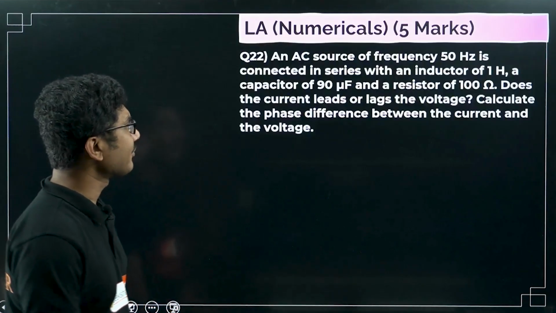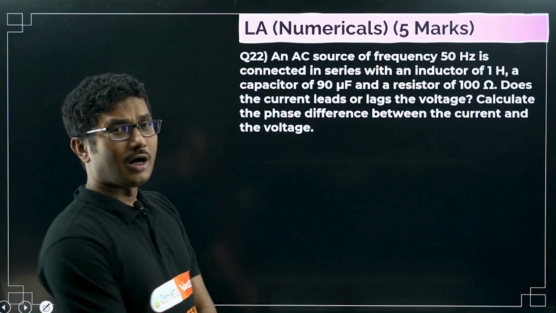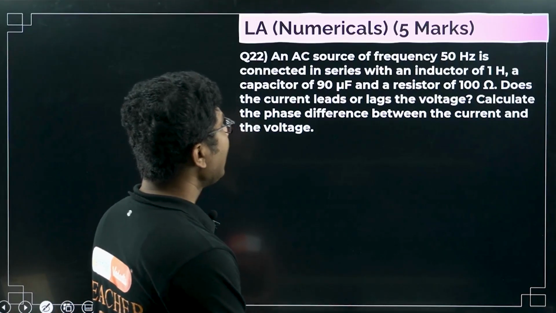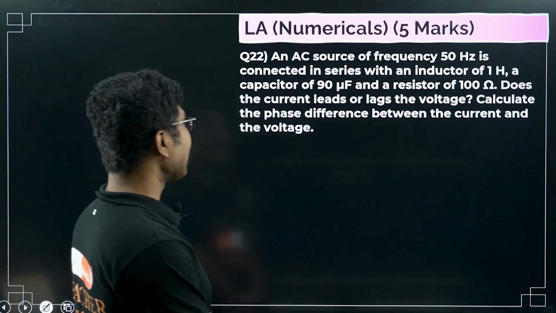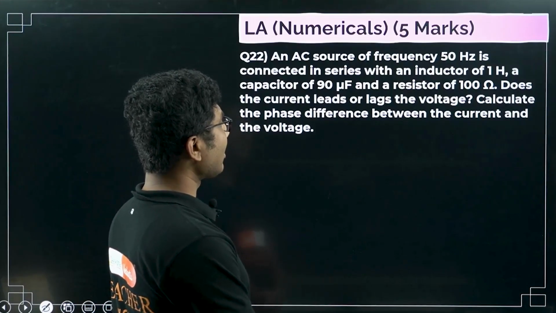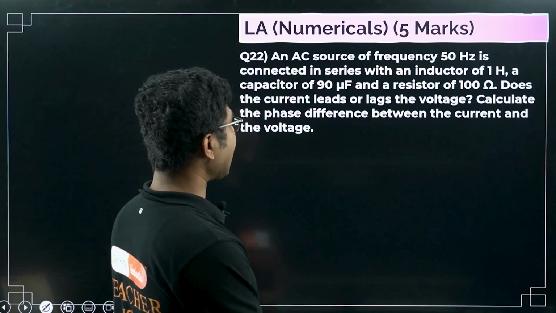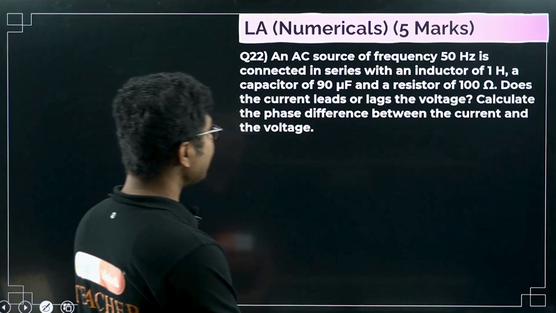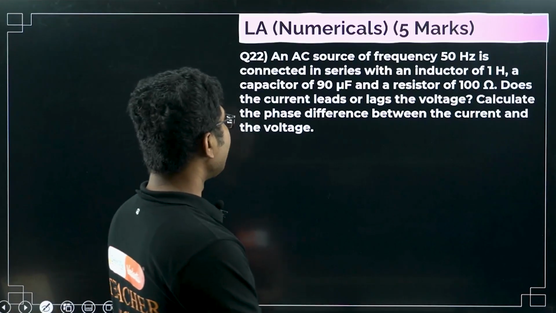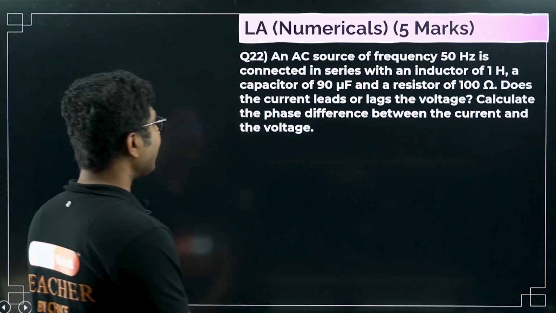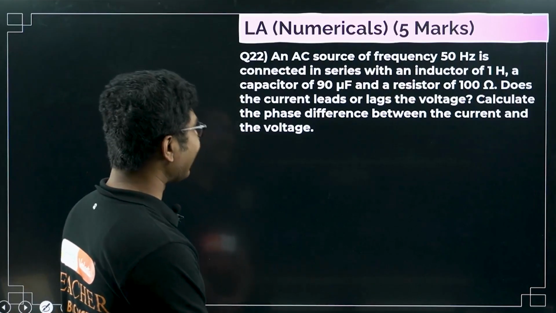Now this is another question. This is also from the chapter AC, as usual. An AC source of frequency 50 Hz is connected in series with an inductor of 1 Henry, a capacitor of 90 microfarad and a resistor of 100 ohm. Does the current lead or lag the voltage? Calculate the phase difference between the current and the voltage.